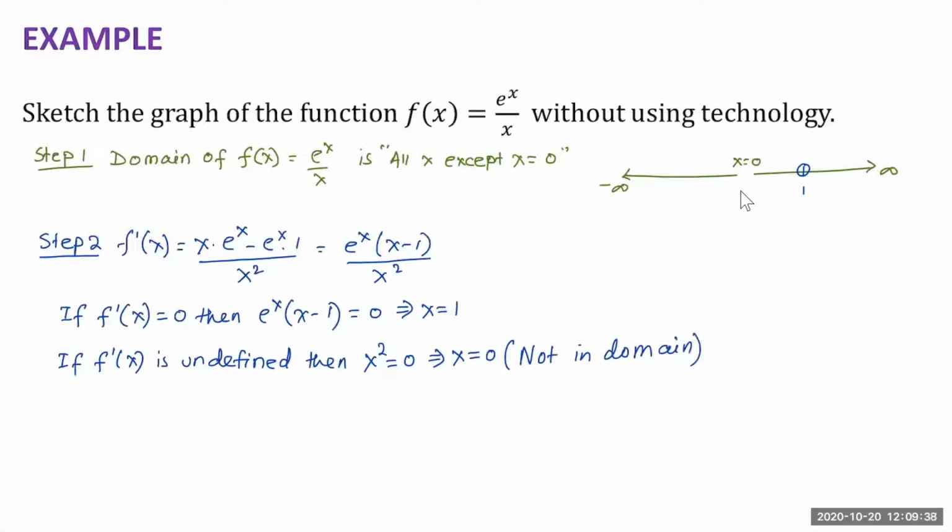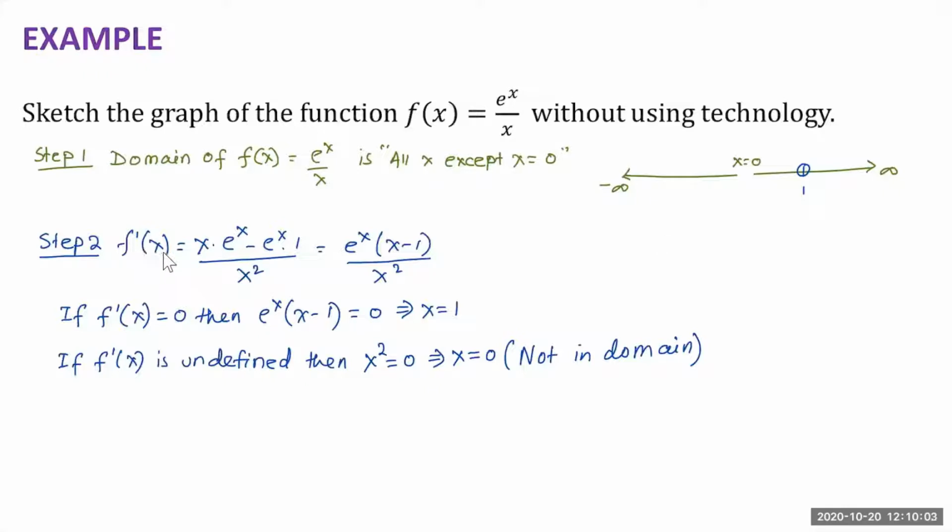So by calculating the first derivative, we are able to get a critical number, that is x equal to 1. Using that critical number, we have seen that our domain is divided into a couple of intervals. The first one is from negative infinity up to 0. We don't know what is going on at 0. Then from 0 up to 1, and then from 1 up to infinity.